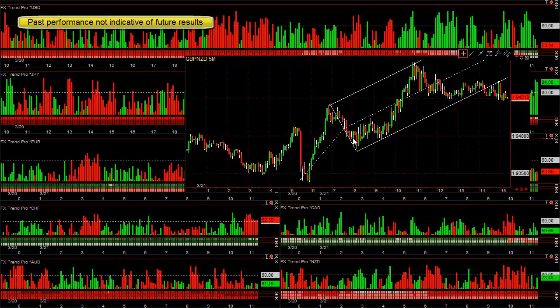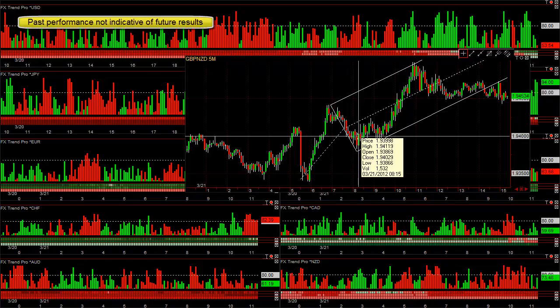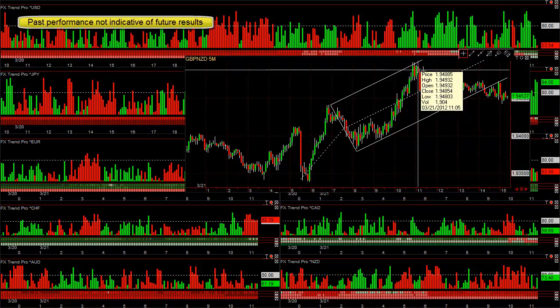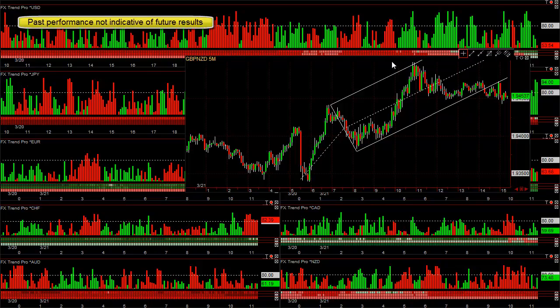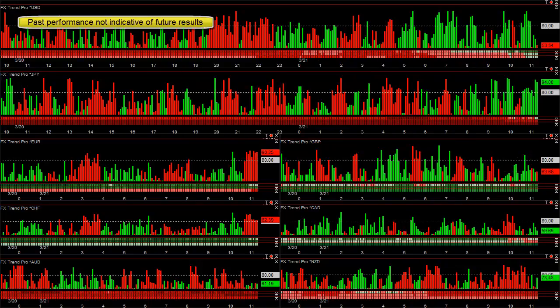If you had bought the pullback right here at the 38 to 50% level, let's just say here at 9,400, and you got out of it somewhere up here, you can see it went up 88 pips. Now 88 pips, that's more than a week's worth of minimum profit targets.